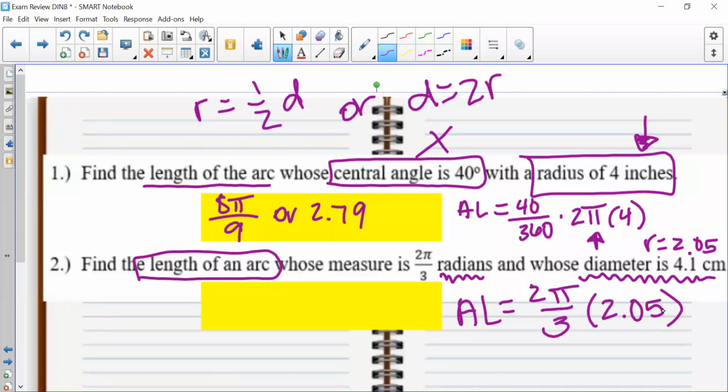All right, same thing as before. We can type this in without the pi or with the pi, depending on the answer choices. They may want it in terms of pi, they may not. So first, I'm just going to type 2/3 times 2.05.